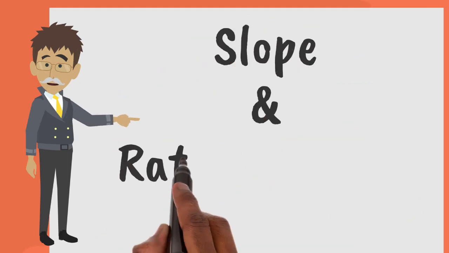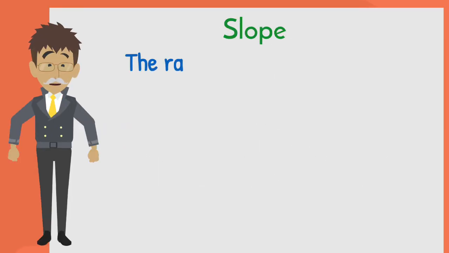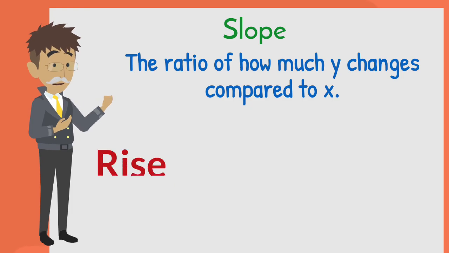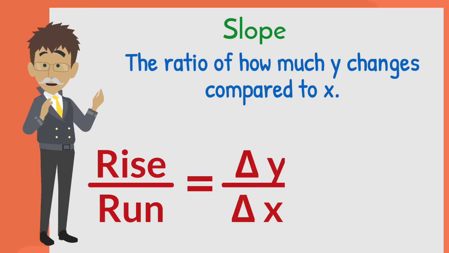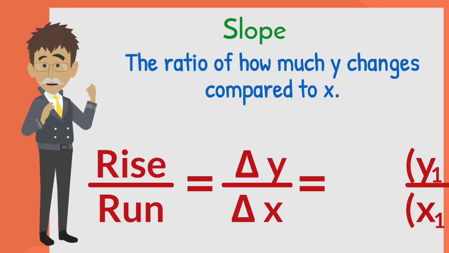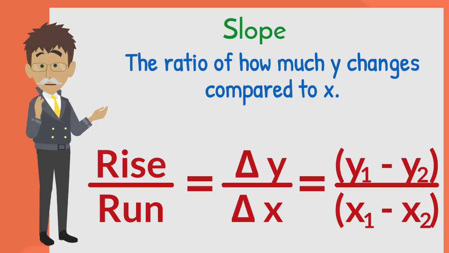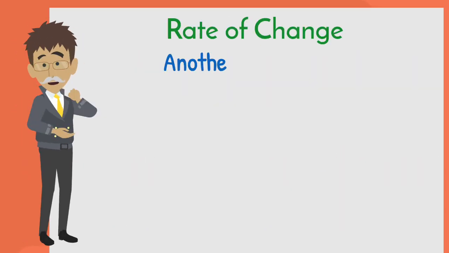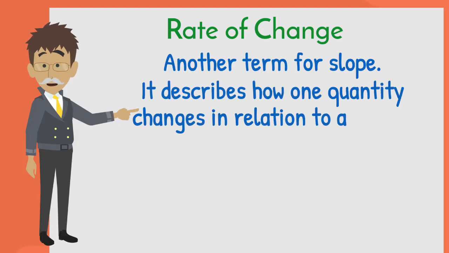Slope tells us how steep a line is and how one quantity changes compared to another. Slope, the ratio of how much y changes compared to x, also known as rise over run, and is calculated with the formula: the change in y divided by the change in x, which equals y sub 1 minus y sub 2 divided by x sub 1 minus x sub 2. Rate of change. Another term for slope. It describes how one quantity changes in relation to another.